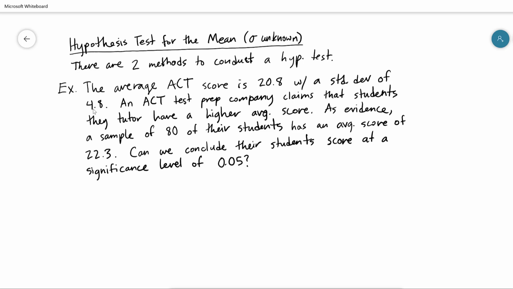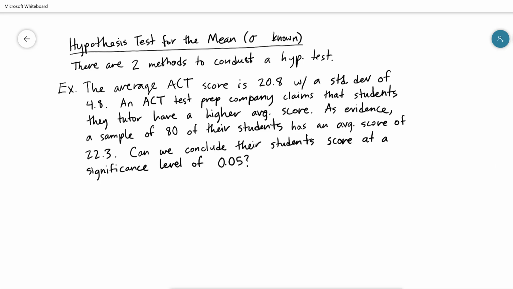Oh, and you know what? I have a typo up here. I'm not going to go back and redo all of this. This is supposed to be where sigma is known, because right here I'm telling you what sigma is, so it's definitely known in this case. So this should not have said unknown, it should have said known. In this case, the standard deviation is 4.8, the mean is 20.8. This is of all students that take the ACT. The ACT prep company has students that they claim score higher, and as evidence they point to a random sample of 80 of their students whose average score was 22.3, which is clearly higher than 20.8.